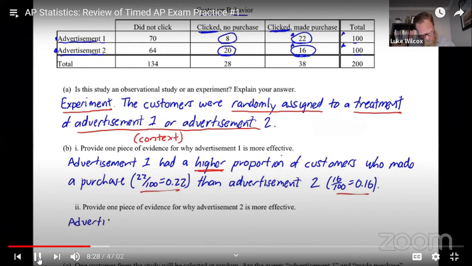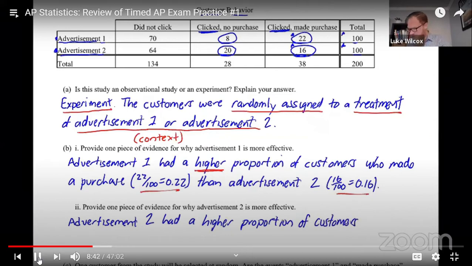We're going to say advertisement 2 had a higher proportion of customers who clicked. And then let's provide numerical justification for this. The number who clicked, remember we said was the 20 plus the 16. So 20 plus 16 out of the 100 total. That's 36 out of 100, which is 0.36. And we're saying that is a higher proportion of customers who clicked than advertisement 1.